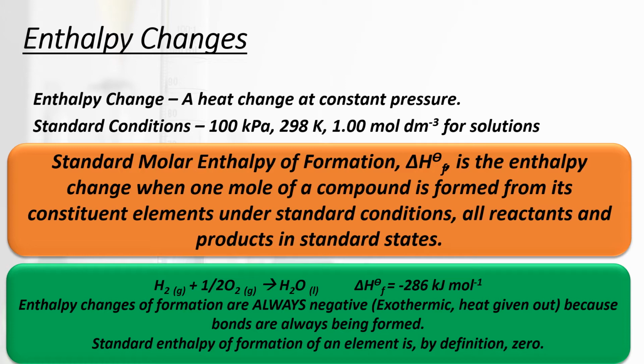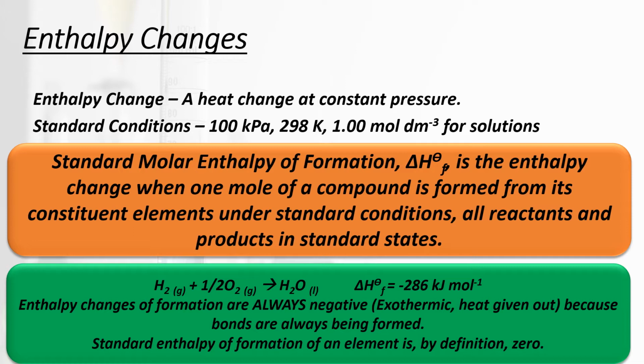So the really key takeaways from this is that we have our constituent elements under standard conditions, reactants and products in standard states, and the key thing is it's when 1 mole of a compound is formed, 1 mole. And so an example might be the formation of water, H2O. The constituent elements are hydrogen and oxygen, but we have to think about how we find them under standard conditions. We don't find hydrogen and oxygen just as hydrogen and oxygen atoms. We find them as these diatomic molecules, so H2 gas and O2 gas.